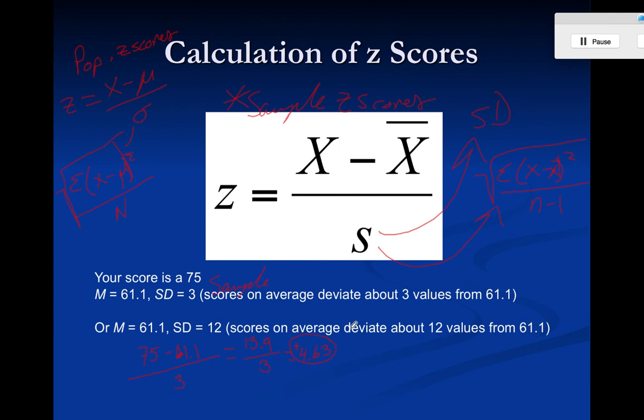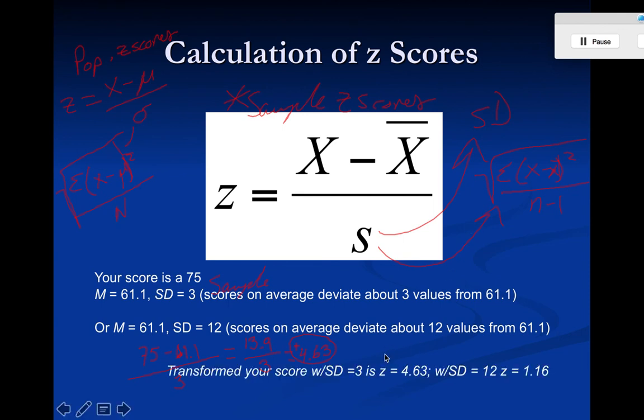So go ahead and do your calculations for Z. I'm going to let you do that. 75 minus 61.1 gives you 13.9, but now we're going to divide that by 12, because remember, my standard deviation is 12. So we're saying on average, scores deviate from 61.1 by about 12 points. Dividing 13.9 by 12 gives me a z-score of 1.16.